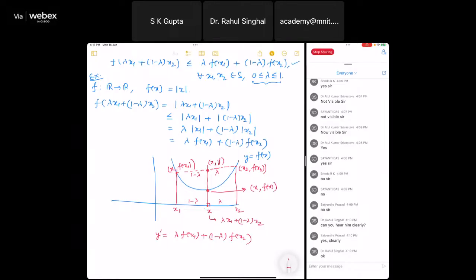So you can see that if this point is A, this point is B, and this point is C, then AB is strictly less than, but it may be equal to also, AC. AB is this height only, and AC is the entire height. So AB is always less than or equal to AC. AB is the y coordinate f(x), which is less than or equal to AC. AC is y dash, and y dash is lambda f(x1) plus (1 minus lambda) f(x2).